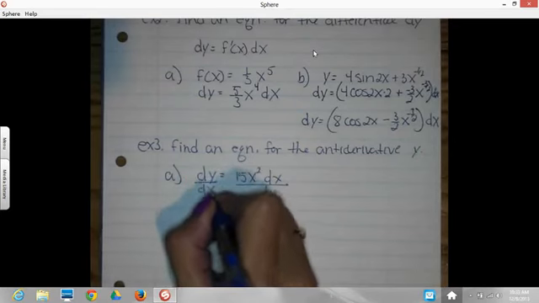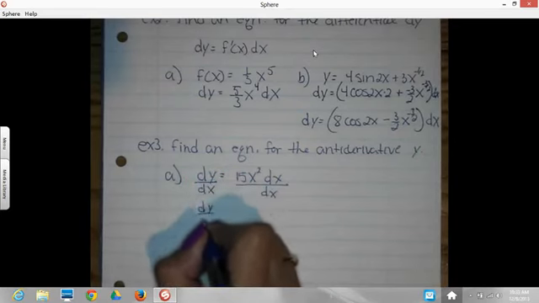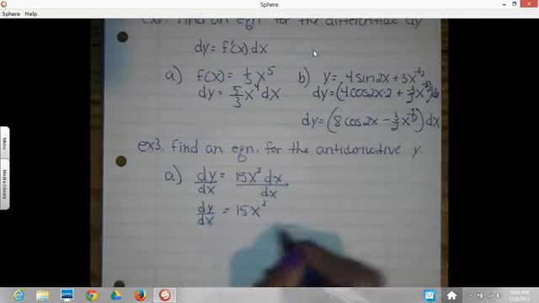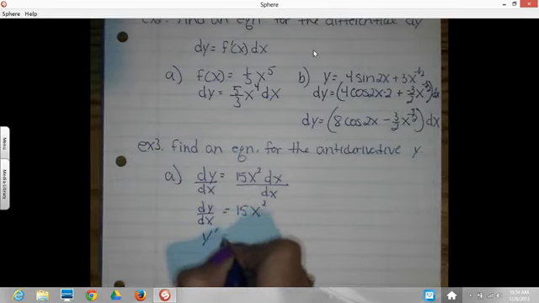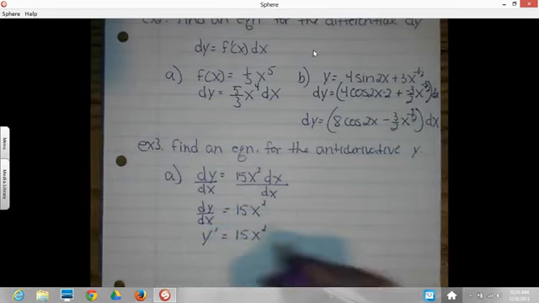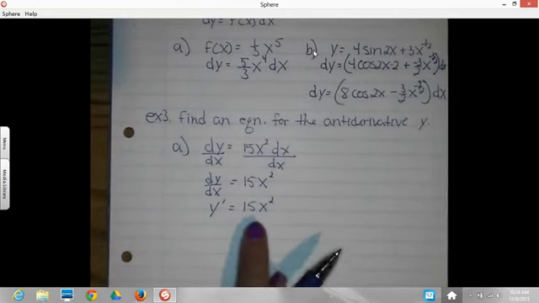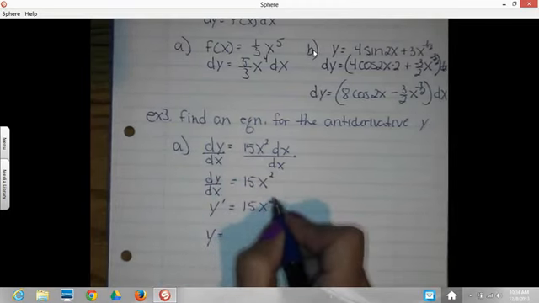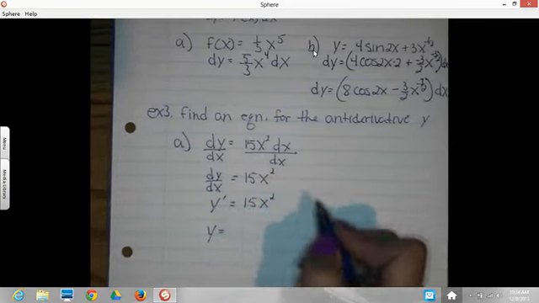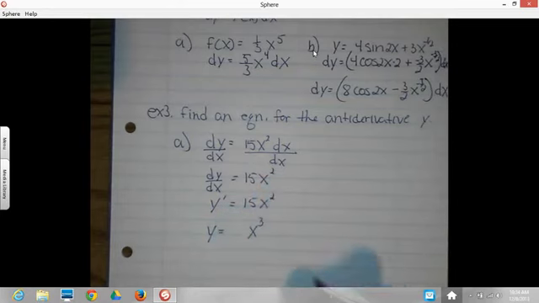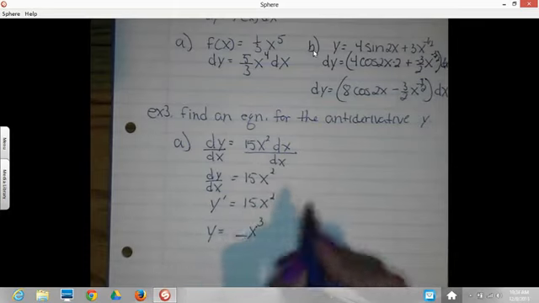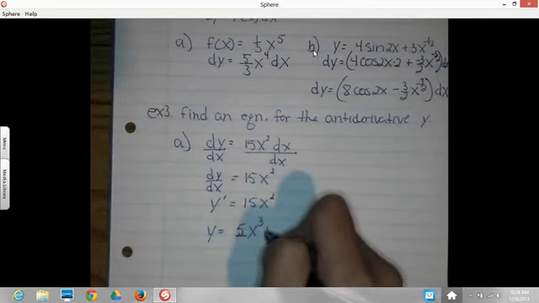So dy over dx equals 15x squared. That's like saying y prime equals 15x squared. Now I want to do antiderivative. What function gives me that derivative? So y equals, leave a space, start with the exponent. You know it starts one higher than this. Now I got to ask myself, 3 times the number I put down here has to give me a 15. So I know I have to have a 5 down here. And then a plus c for any constant that might be here, because when I take the derivative, it goes to 0.